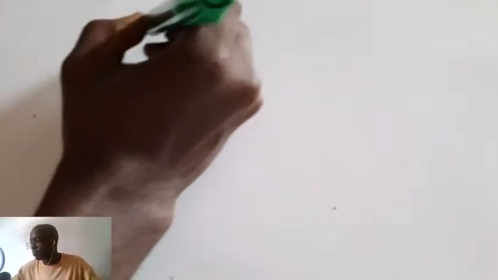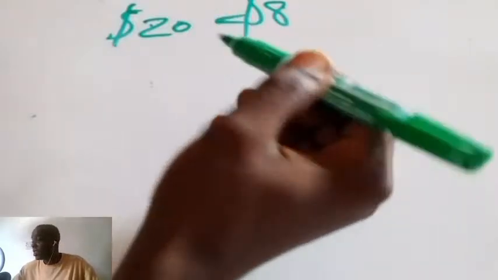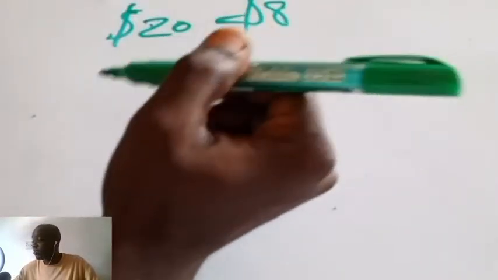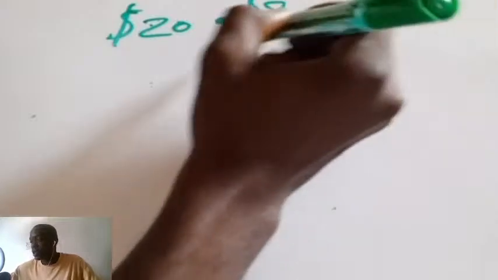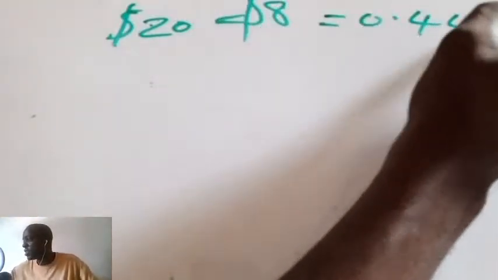As you can see now, we have $20. So we want to risk $8. We don't risk all our $20. That's where our risk management comes in. So we want to risk $8 with what? With 0.4 lot size.